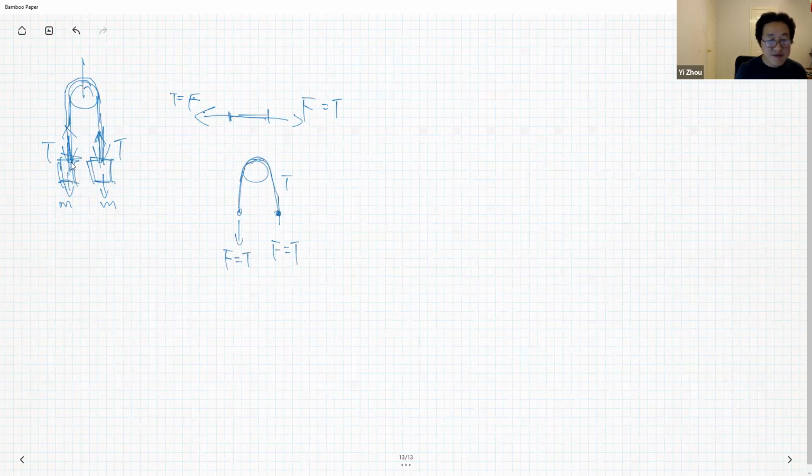So when you have two objects here, you can do the analysis. If you look at the left side, you have the gravity, you have the tension. On the right side, you have gravity, and you also have tension. Then you have two equations. But if they have different mass, the tension has to be the same because they are connected. As we talked about, a connected massless string can only have the same tension everywhere.